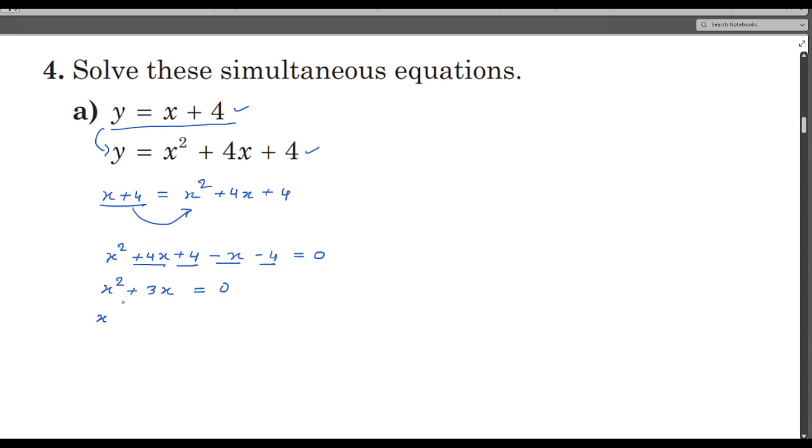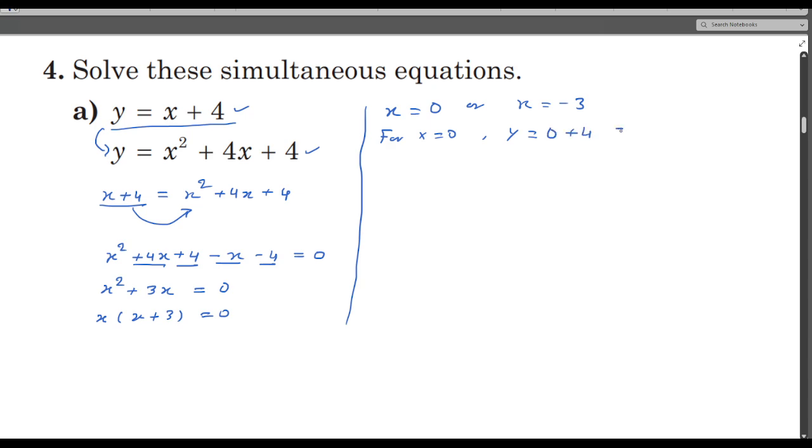Now x square plus 3x is 0, so I will take x common. So it is x plus 3. So x times x plus 3 is 0. Now this gives me the value of x is 0 or the value of x is minus 3. So for x is equal to 0, I can find out y by using any of these two equations. So the first equation is easy for me. So simply I will replace x with 0. So 0 plus 4 is 4. So your 0 comma 4 is an answer.